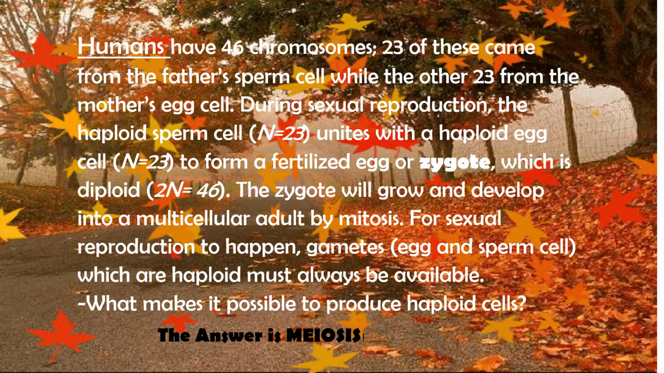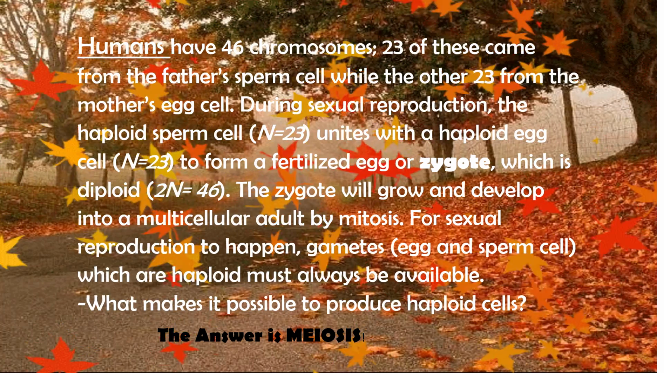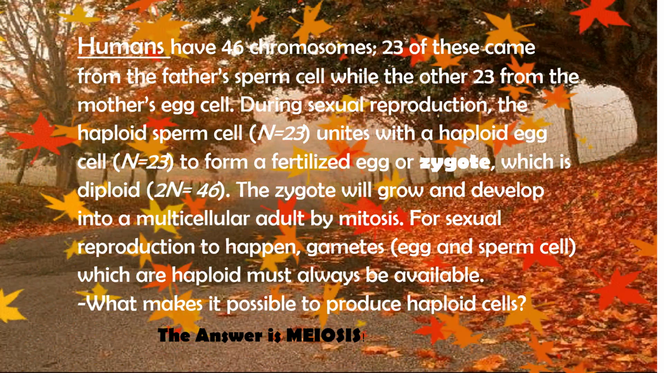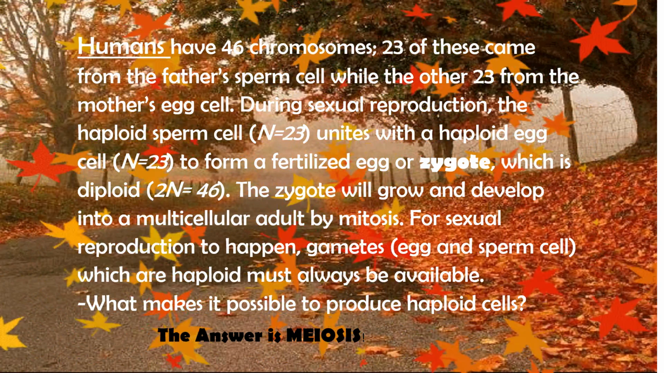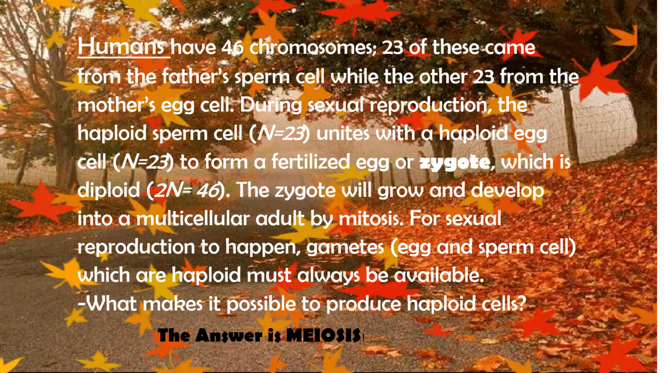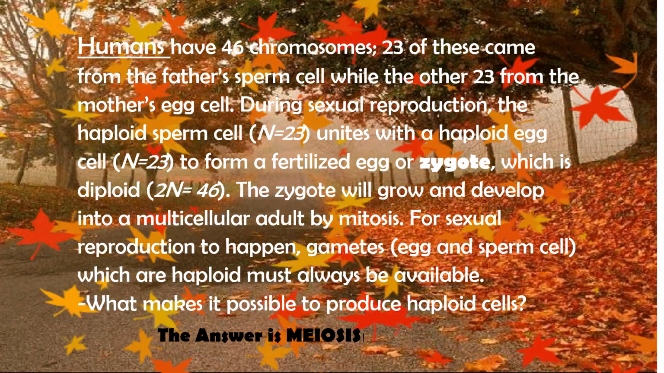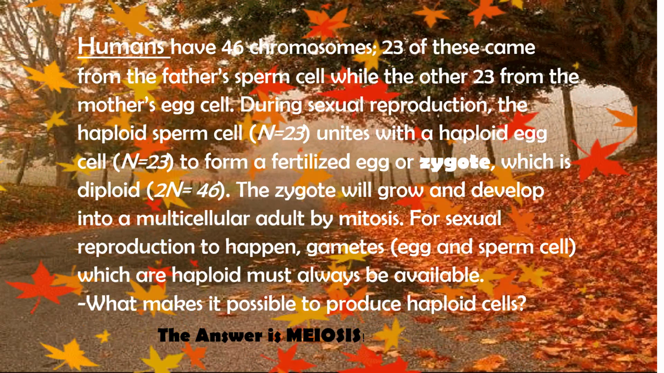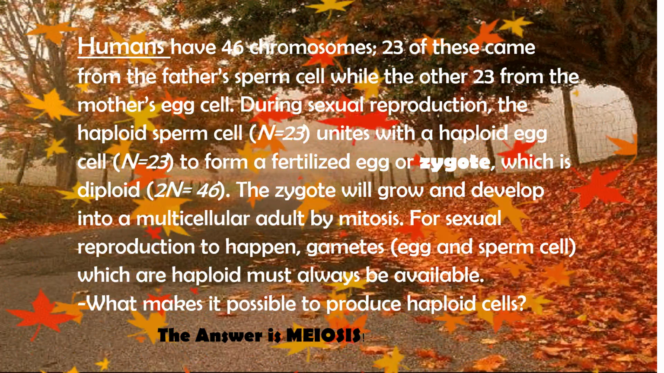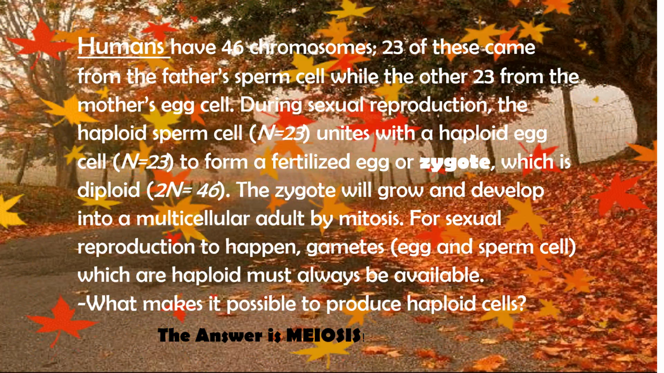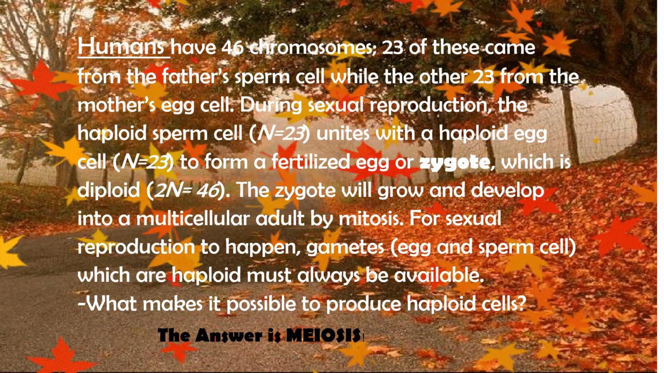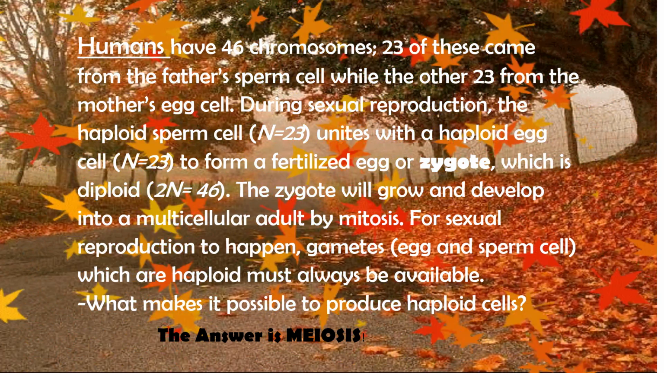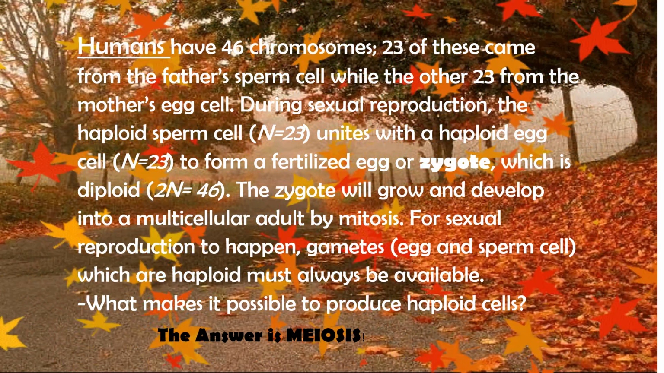Look at the following illustration to better understand homologous chromosomes, haploid, and diploid. Humans have 46 chromosomes. 23 of these came from the father's sperm cell, while the other 23 from the mother's egg cell. During sexual reproduction, the haploid sperm cell, n equals 23, unites with a haploid egg cell to form a fertilized egg or a zygote, which is now diploid, 2n equals 46. The zygote will grow and develop into a multicellular adult by mitosis.